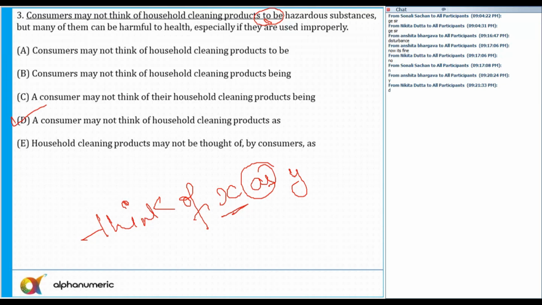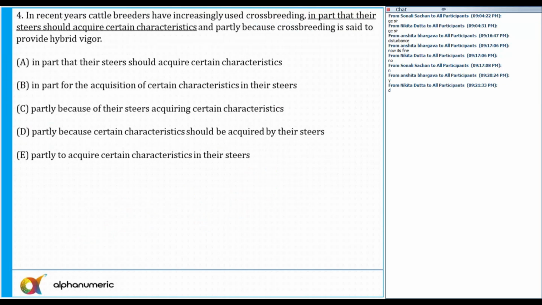Question number 4. In recent years, cattle breeders have increasingly used crossbreeding, in part that their steers should acquire certain characteristics. Passive voice. Passive voice is bad. In part that their steers should acquire certain characteristics. This is passive voice. We'll have to change this. It is wrong. And partly because crossbreeding is said to provide hybrid vigor.